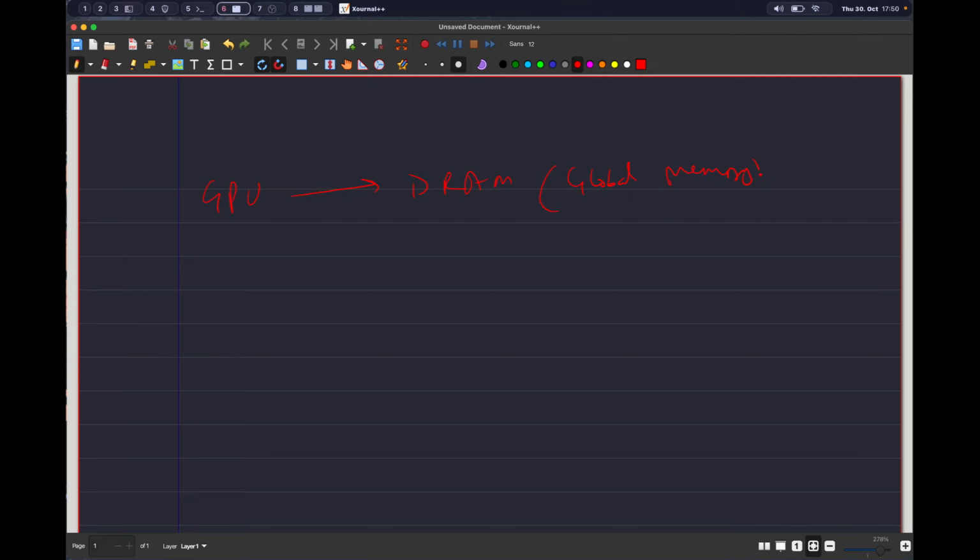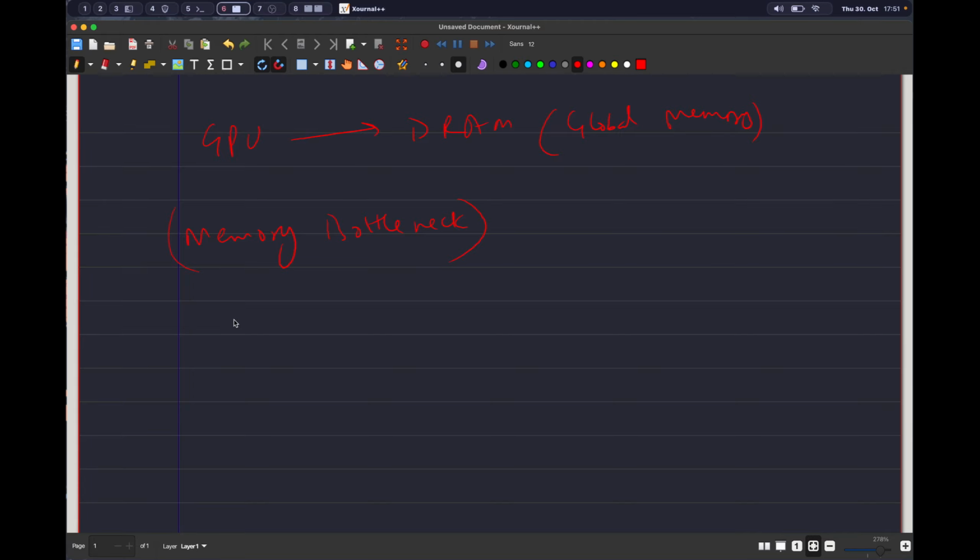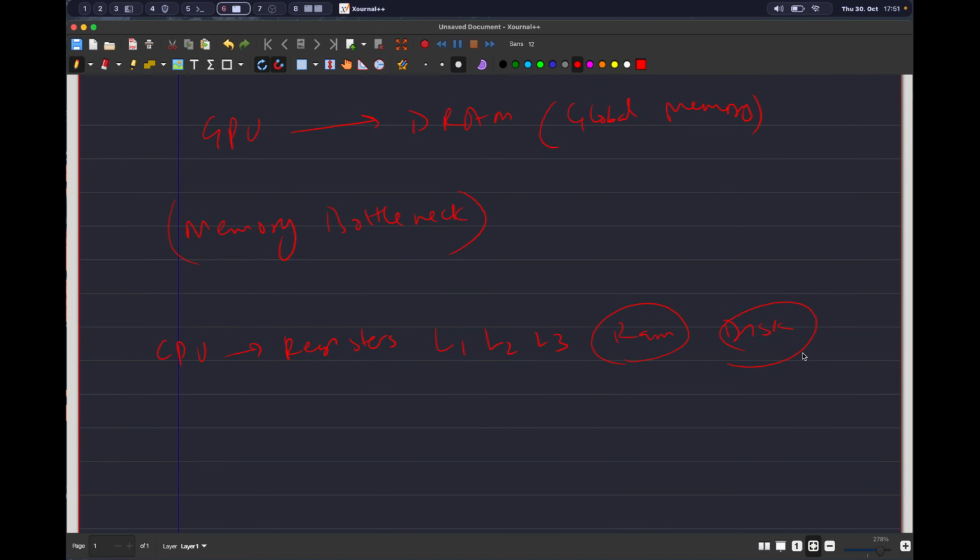The GPU comes with a DRAM, which we also call global memory. Before that, what you need to understand is that there is always a memory bottleneck in every sort of processing unit. For example, in a CPU, you have registers, L1, L2, L3 cache, RAM, and disk memory. The access from RAM is slow and the access from disk is the slowest. The same goes for a GPU. The access from DRAM, or global memory, is the slowest one.